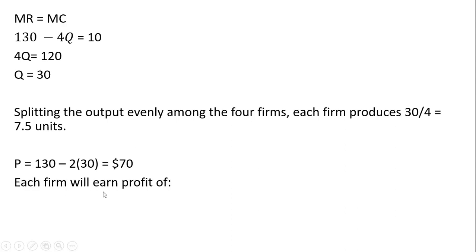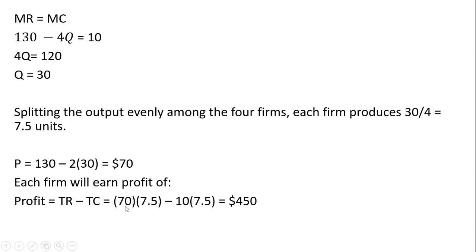And in terms of profit, each firm will earn a profit of total revenue minus total cost. Total revenue is going to be the price times the individual firm's output. Each firm is producing 7.5 units. And then we're going to subtract the total cost here, which is just going to be the marginal cost or average cost, since they're equal at $10. That's going to be multiplied by the number of units being produced, and we get a total profit here of $450.